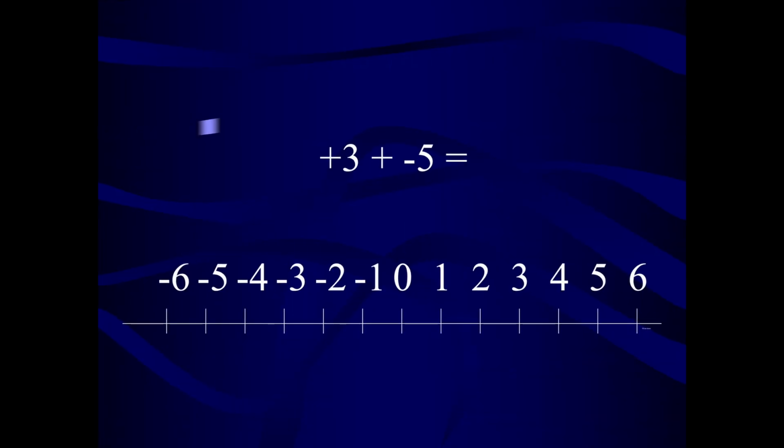Plus 3 plus negative 5 equals. From the 0, we have to go plus 3, and then from the 3, we have to go back negative 5, and our answer is negative 2.